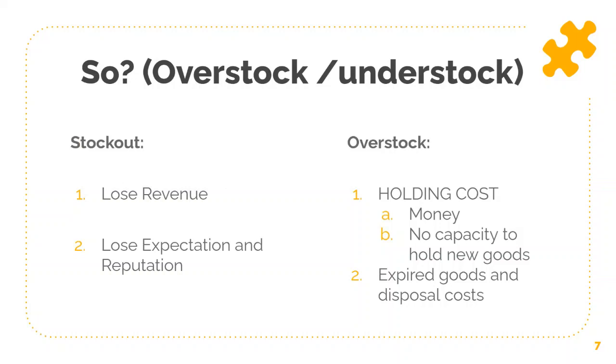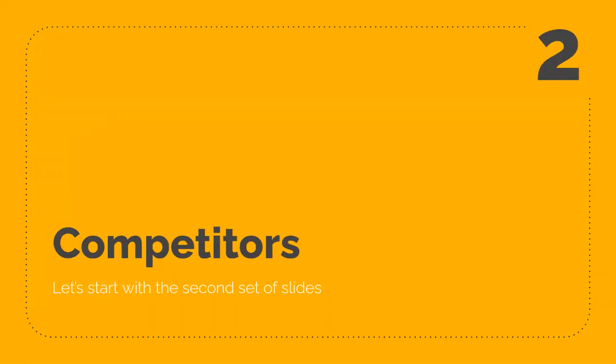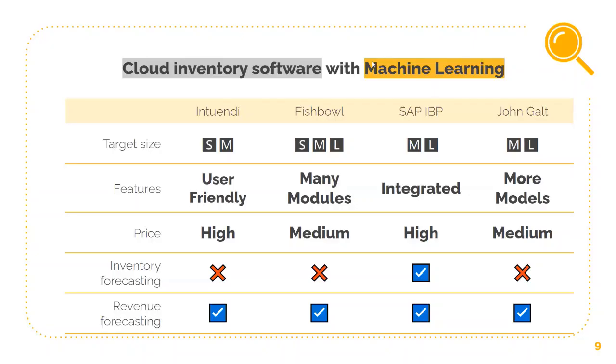Stock out decreases the revenue and loses their reputation, whereas overstock gives a high cost to enlarge the warehouse capacity to store new goods. If SME is in the food service industry, they suffer from the risk of selling the expired goods. So our solution is to make a forecast software using machine learning.